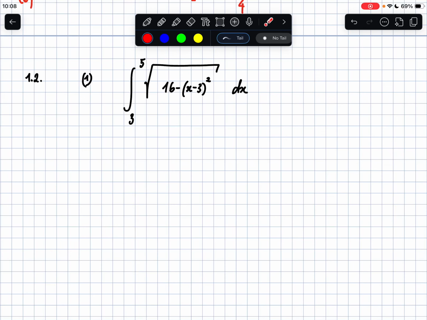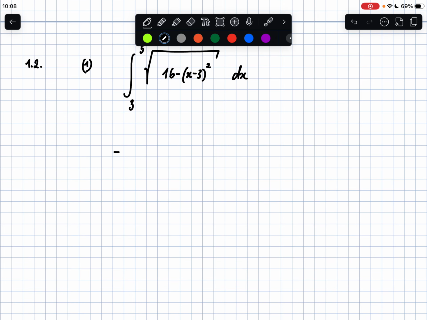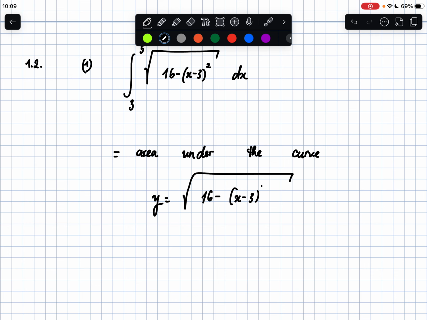We need to compute the integral from 3 to 5 of this function, say f of x dx. You see that f of x, a square root, is always greater than or equal to 0. So you can interpret this as the area under this curve: y equal to the square root of 16 minus (x minus 3) squared, for x between 3 and 5.